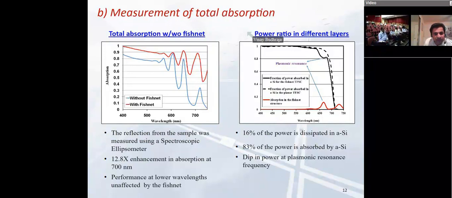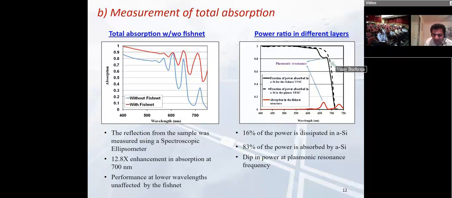Next, we did the measurement of the total absorption in a solar cell. This figure shows the total absorption with and without fishnet. With fishnet, the absorption increases, and it increases between 600 to 700, with a good increase. Next, we calculate the power ratio. This power ratio tells how much is the total power and how much is absorbed in the amorphous silicon. So that tells us it is mainly in the amorphous silicon.